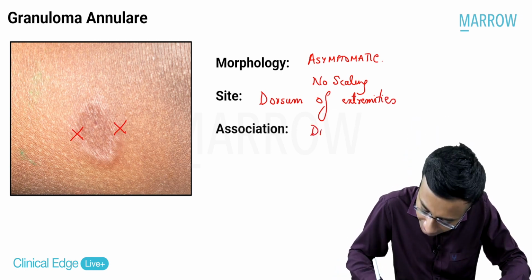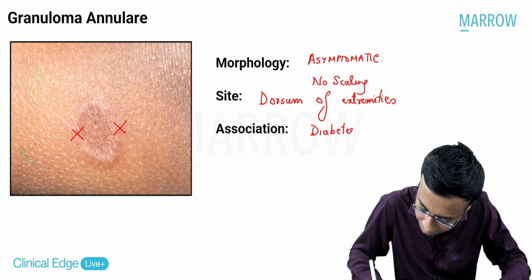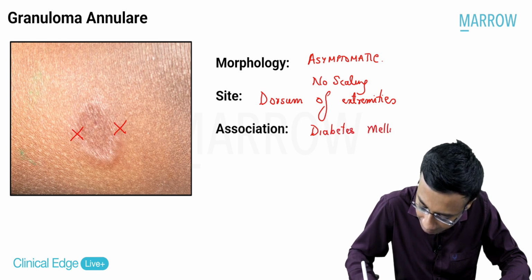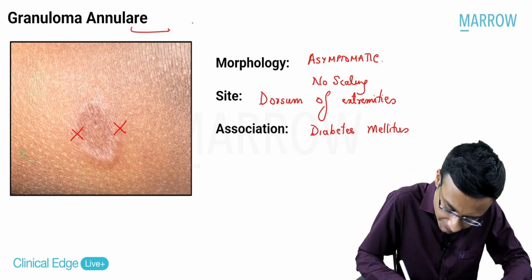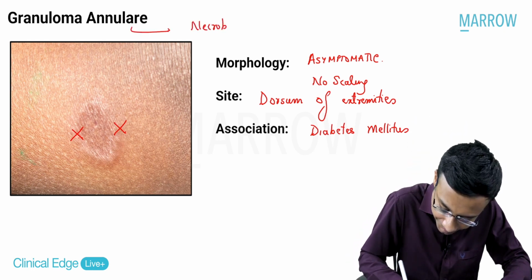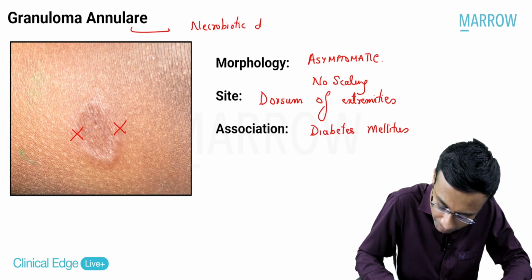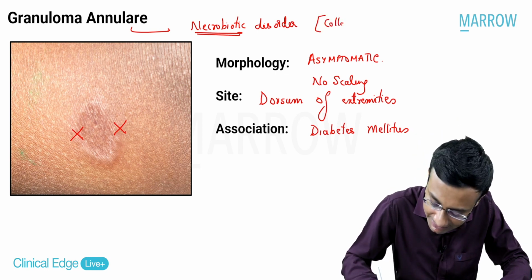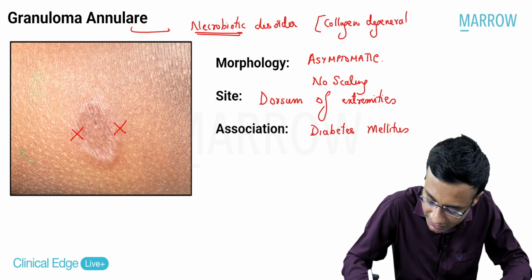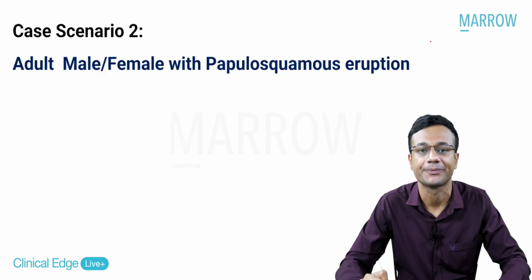And then what is this condition associated with? It is associated with diabetes mellitus. An additional point to remember, what is granuloma annulare? It is classified as a necrobiotic disorder. Necrobiosis, what does it mean? Necrobiosis means collagen degeneration.